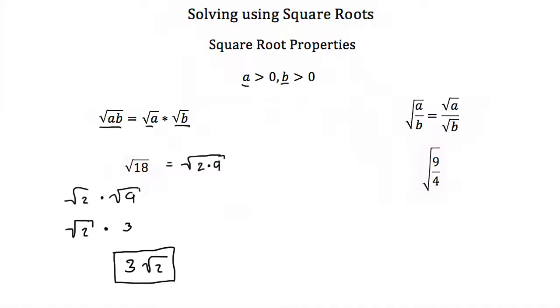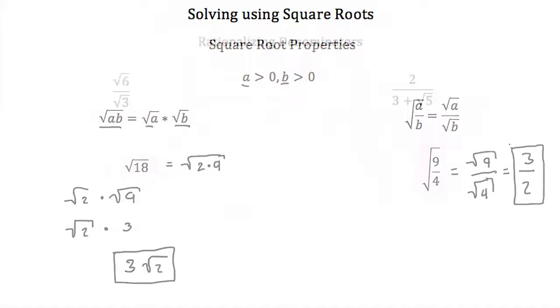Now again, if we have numbers a and b and they're both greater than 0, and we have the square root of a over b, well, that's the same as the square root of a divided by the square root of b. So if we have the square root of 9/4, this is the same as the square root of 9 over the square root of 4. The square root of 9 is just 3, and the square root of 4 is 2. So the square root of 9/4 is just 3/2.